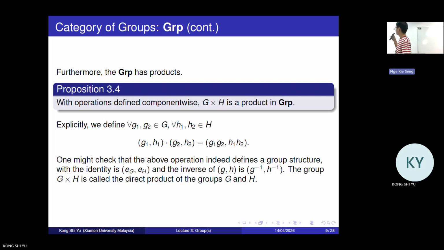This one was also presented by Jimbo. Basically G cross H is a product in this category of groups, meaning this is another type of object we can find in the category of groups. We define the operation component-wise. If we have two tuples (G1, H1) and (G2, H2), the operation gives (G1 times G2, H1 times H2), where G1 times G2 is with respect to the binary operation in G, and H1 times H2 is with respect to the operation in H. The identity is simply E_G from G and E_H from H, and the inverse is likewise component-wise. We call this group the direct product of groups G and H.